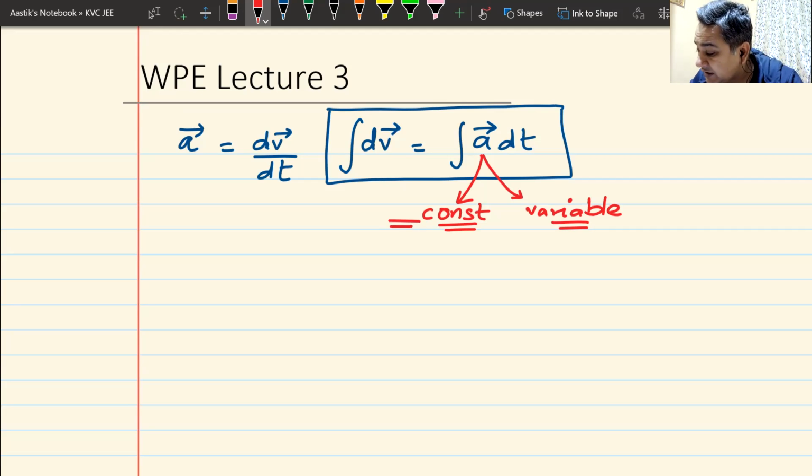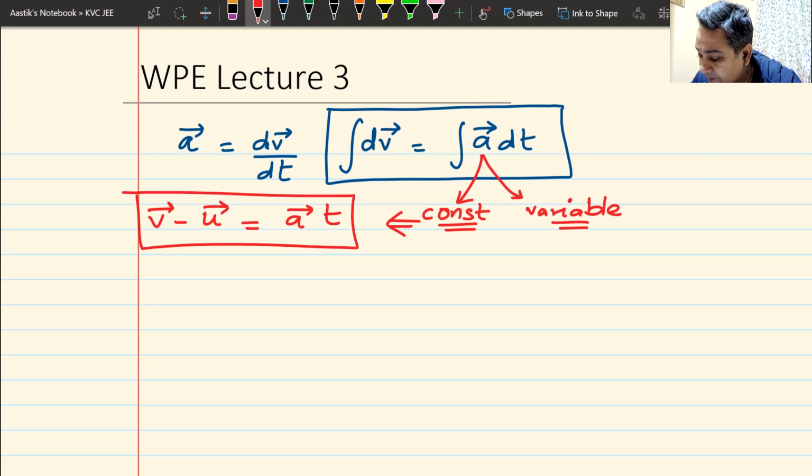Now, when the acceleration is constant and you integrate it, what you get on the left-hand side is v minus u, in vectors, where v is the final velocity and u is the initial velocity, and on the right-hand side, you get vector a multiplied by t. This is the answer you get when the acceleration is constant. But if the acceleration is variable, the answer would be different depending on what the acceleration depends on: directly proportional to t, inversely proportional to t, or whatever. So this result, v minus u equals at, is only valid when the acceleration is constant. This is a precursor to what I wanted to say.